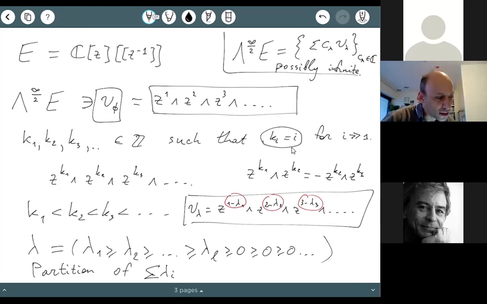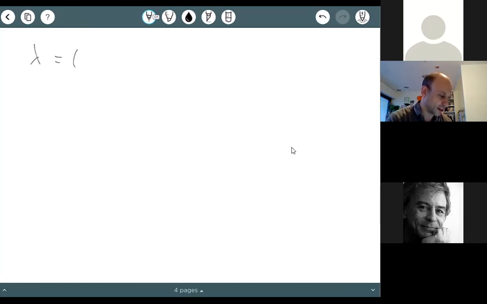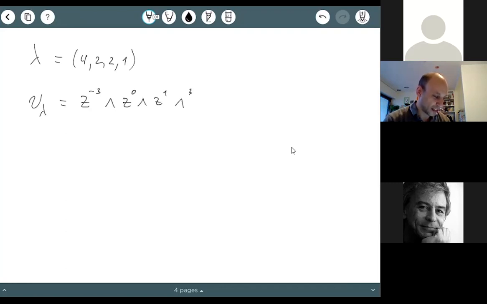So now, I wanted to give an example. If I take lambda equals 4, 2, 2, 1, let's say this is a partition of 9, then v_lambda will be z to the power, so 1 minus 4 is minus 3, then 2 minus 2 is 0, 3 minus 2 is 1, 4 minus 1 is 3, and then it settles to z^5, z^6, z^7, and so on. So this is an example.